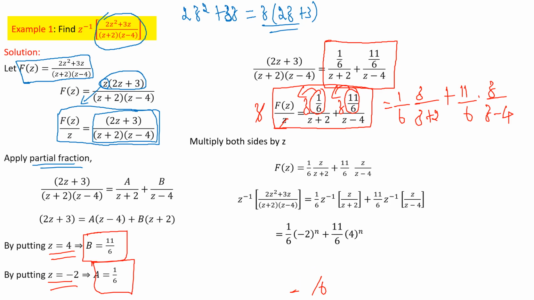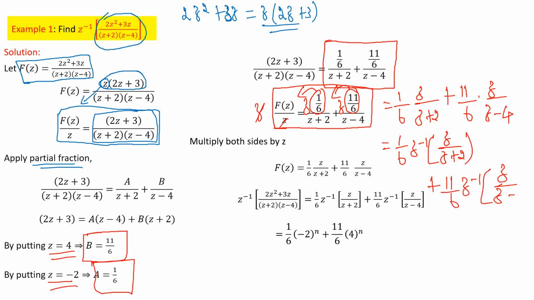Okay, so still we need to calculate the z inverse. So let me take z inverse for this. So this would become 1 by 6 z inverse of z by z plus 2 plus 11 over 6 z inverse of z by z minus 4. So we have 1 over 6 z inverse of z by z plus 2.